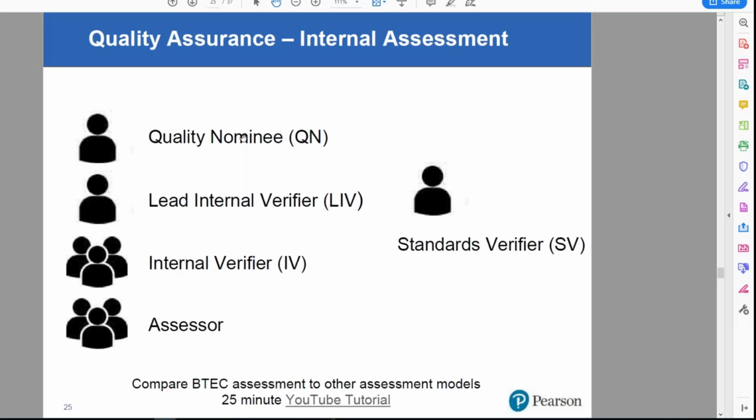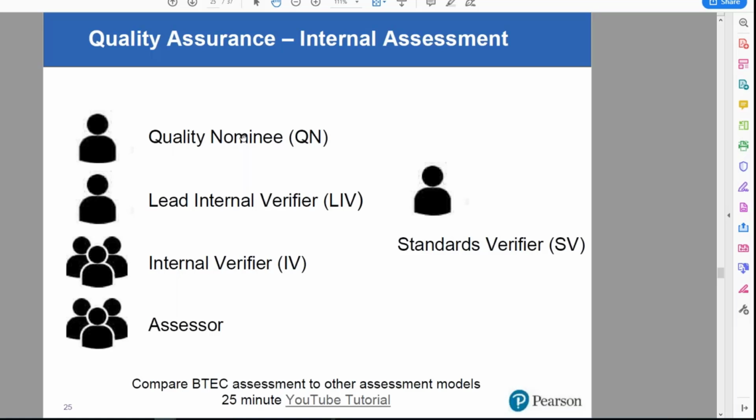What if you've only got one person? So if you've only got one person delivering DIT, that one person is going to be the assessor, so they'll be teaching the class and they'll be marking the students' work. They'll also be the lead internal verifier, making important decisions about resubmissions and retakes.